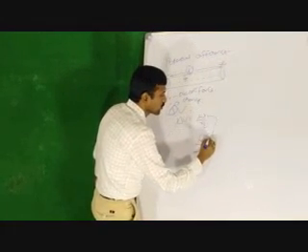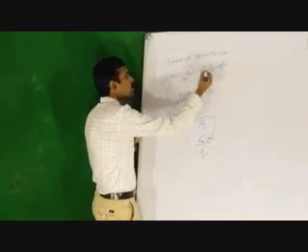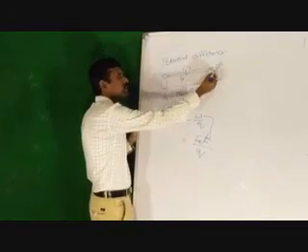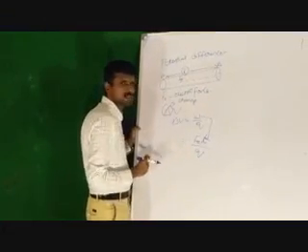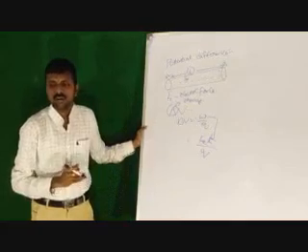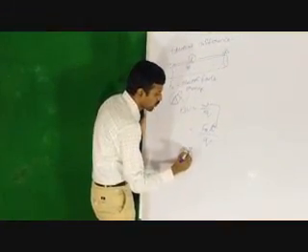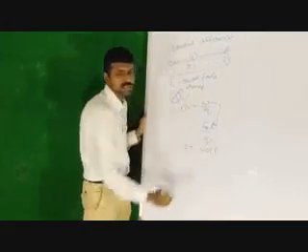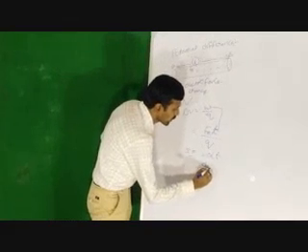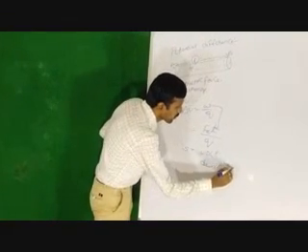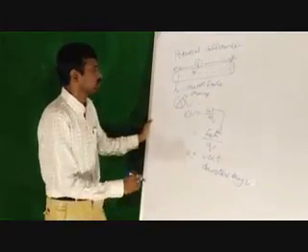Here W is equal to F into L. F is the electric force, and the electrons are traveling the distance L. This is called potential difference. The SI unit of potential difference is volt, denoted by V. Okay, this is about potential difference.